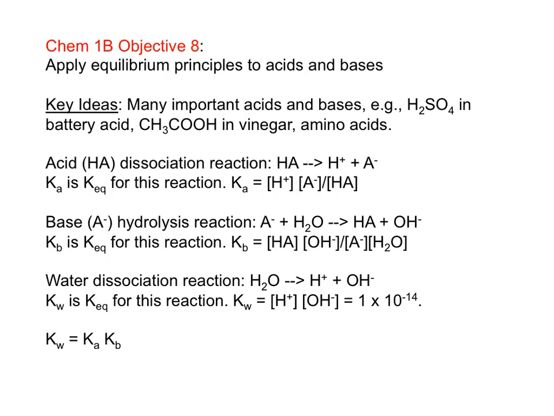There are many chemical reactions that are equilibrium reactions. In this video, we'll look at equilibrium reactions involving acids and bases. A few common acids and bases include sulfuric acid and car batteries, acetic acid and vinegar, and amino acids, which are found in proteins. We're going to look at three equilibrium reactions: the acid dissociation reaction, the base hydrolysis reaction, and the water dissociation reaction.